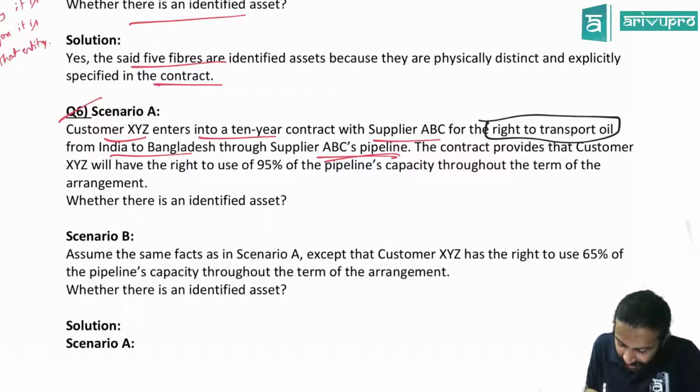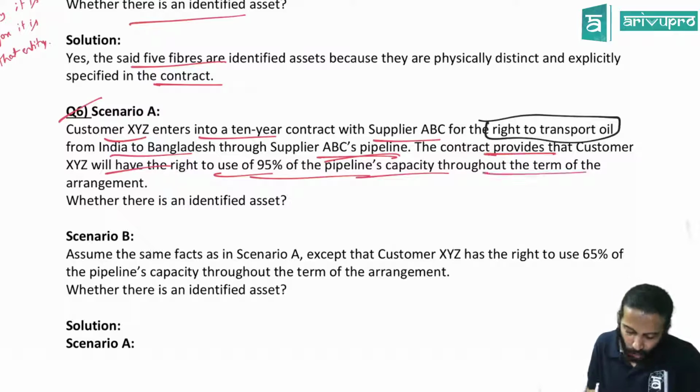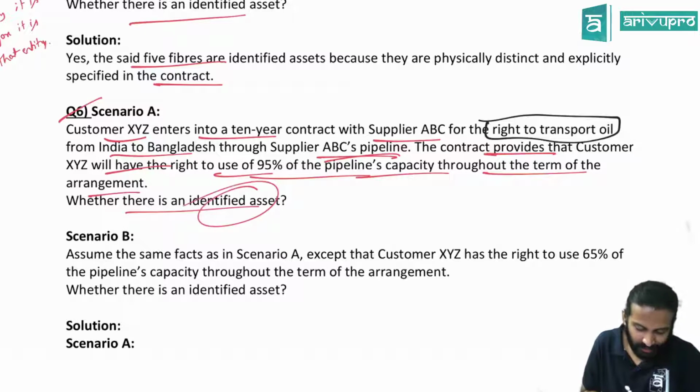The contract provides that customer XYZ will have the right to use 95% of the pipeline's capacity throughout the term of the arrangement. Tell me whether it's an identified asset.